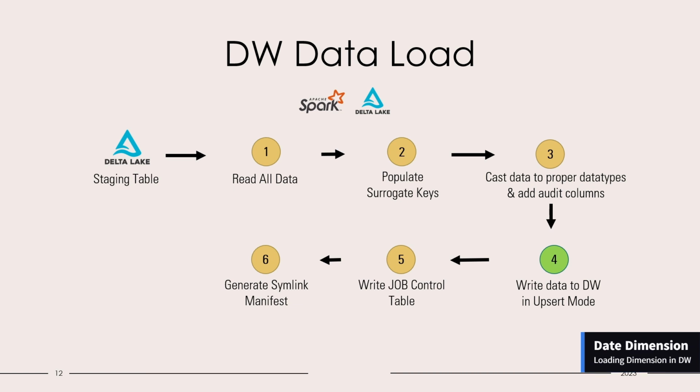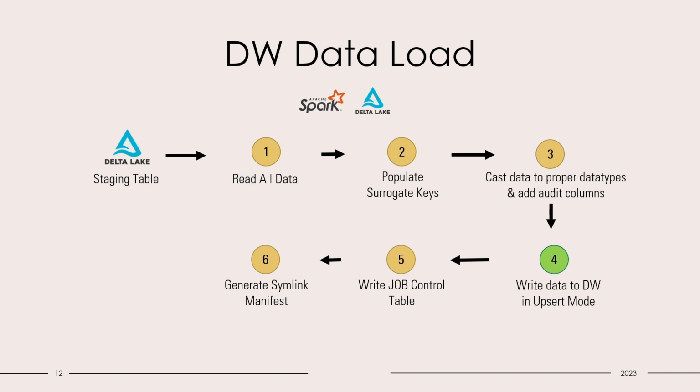On my screen, you can see the process that we are going to follow to load the data in the final layer. We are going to read all the data from the staging table. Since that's the overwrite table, we will read all the data from the staging table. In the next step, we're going to populate the surrogate keys. And in the third step, we are going to cast the proper data types and add any necessary audit columns.